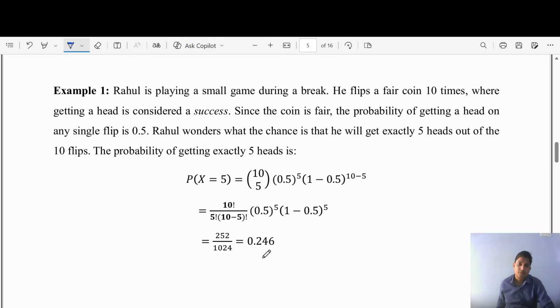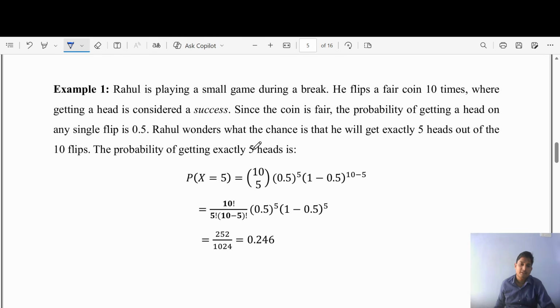Now we solve example 1. Rahul is playing a small game during a break. He flips a fair coin 10 times, where getting a head is considered a success. This is a main point. Since the coin is fair, the probability of getting a head on a single flip is 0.5, which means P is equal to 0.5. He flips a fair coin 10 times, meaning the value of N is 10.